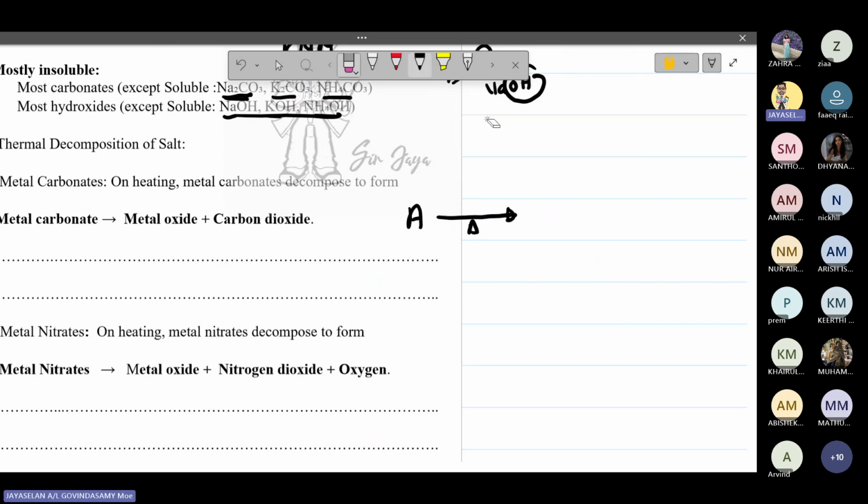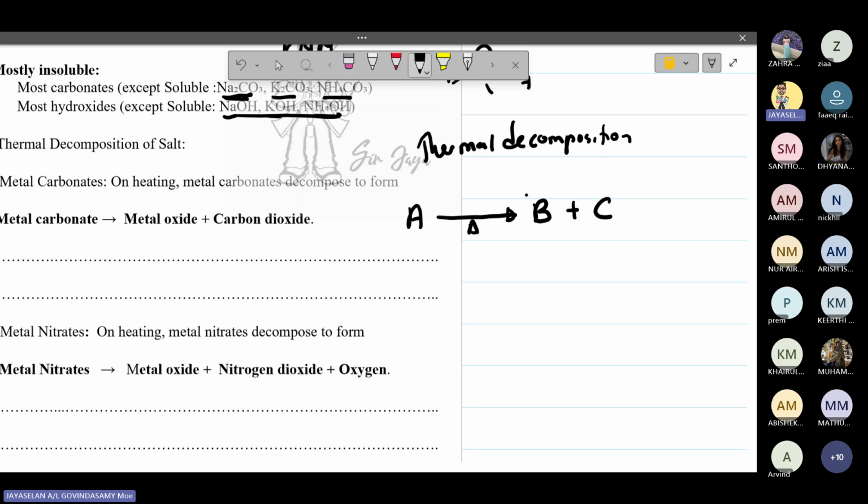Okay, when you take a salt A, it decomposes to give you B and C. This is called thermal decomposition, penguraian terma. The salt is heated until it changes structure and produces new products, B and C.